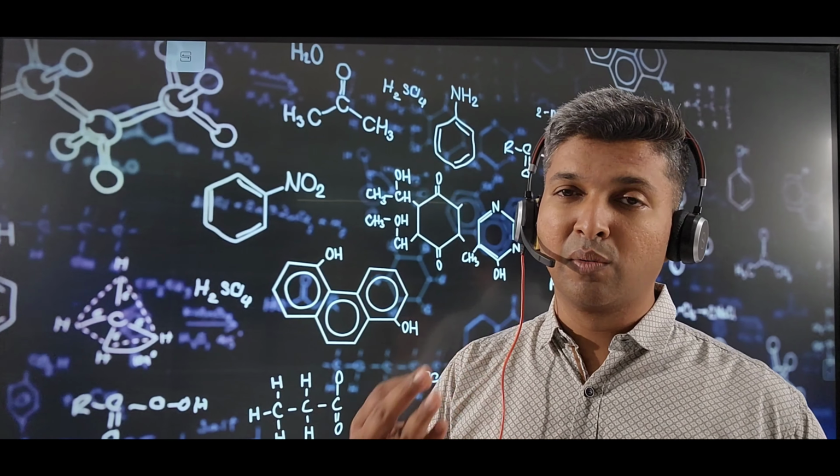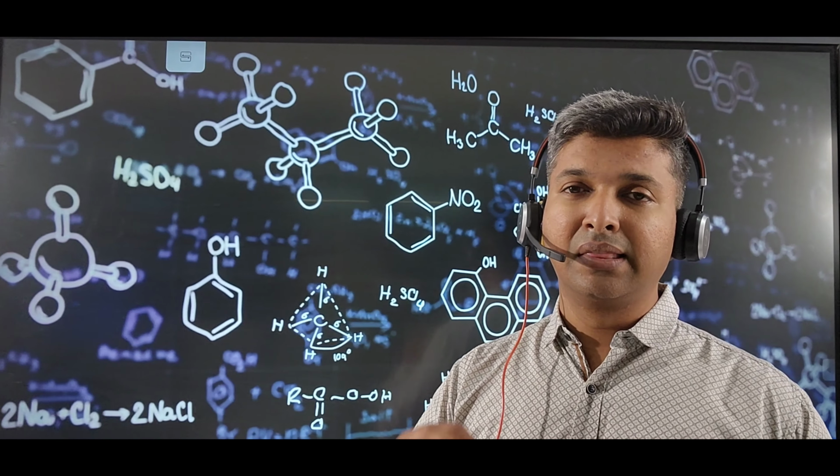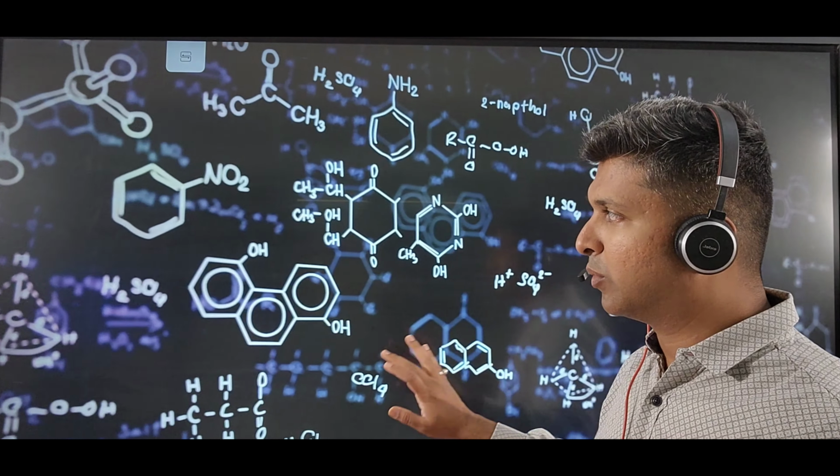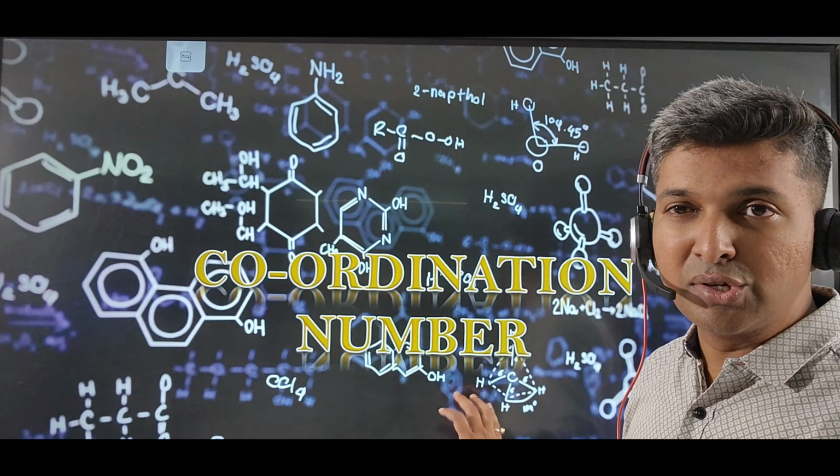Now, in our previous session, we learned all about what is a coordinate bond, what is a double salt, what are coordination compounds, what is a complex, what is a ligand, what is the classification of ligands, what is a counter ion, what is the central metal atom or central metal ion. And we have seen in detail the different types of ligands and their structures in Part 1. Today we are moving on to coordination number.